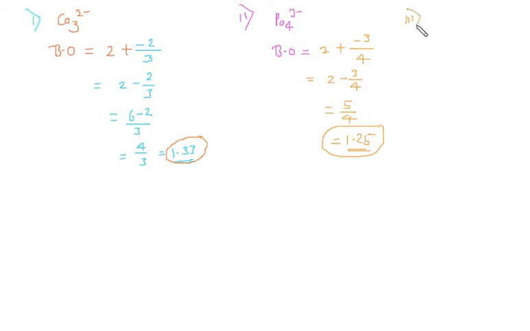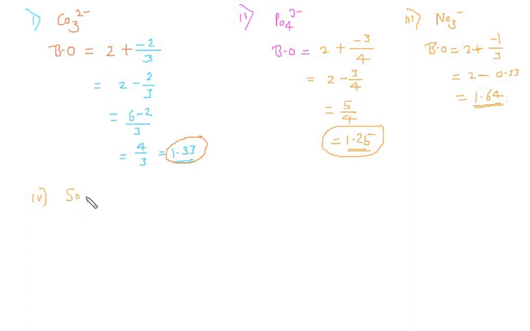The third example is nitrate ion. Again, you have the bond order, that is 2 plus minus 1 divided by 3. So it is 2 minus 0.33. It comes out to be 1.67. Okay, so this is the third example. Now I can proceed to the fourth one.